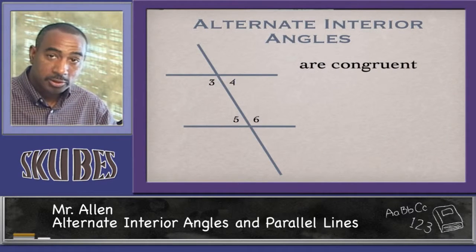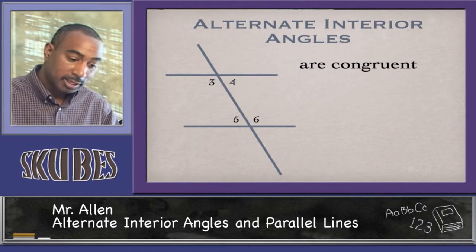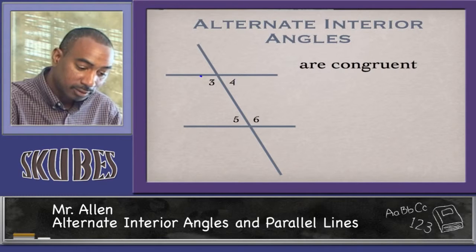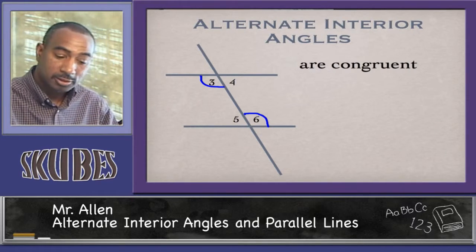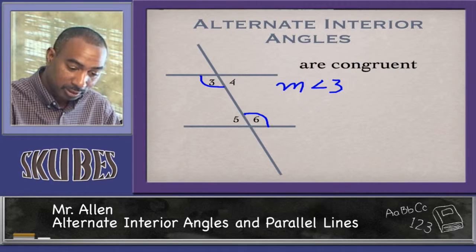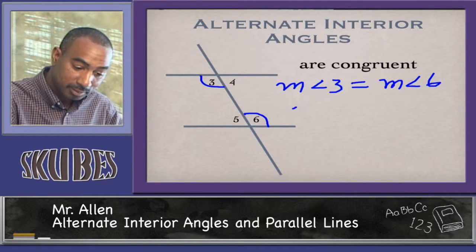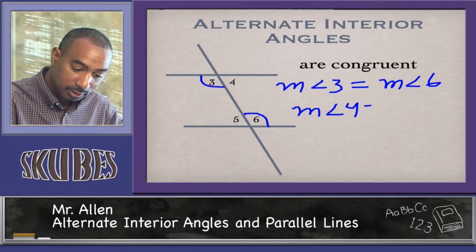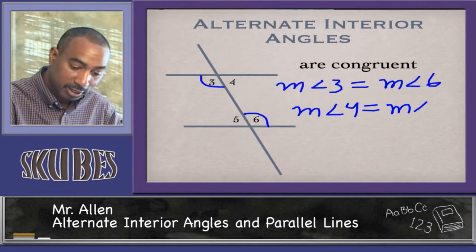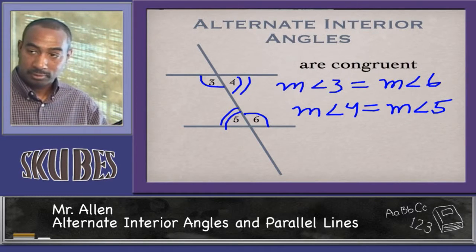Alright, the theorem for alternate interior angles is that alternate interior angles are congruent. What that means is, in this case, angle 3 and angle 6 are alternate interior angles, so their measures have to be equal to each other. The measure of angle 3 must equal the measure of angle 6 because they're alternate interior angles. And likewise, the measure of angle 4 must equal the measure of angle 5 because they're alternate interior angles.